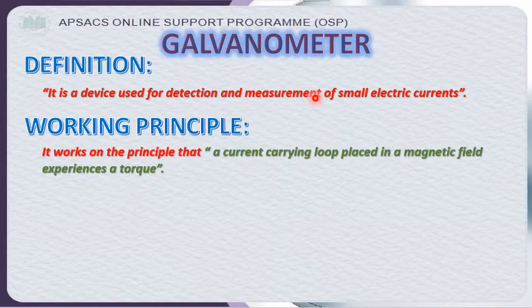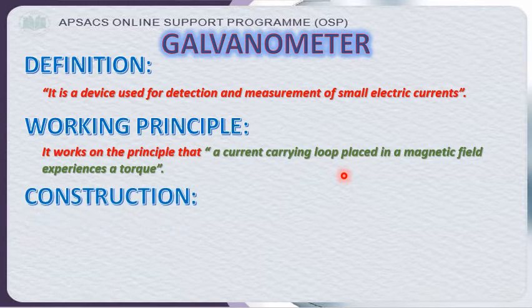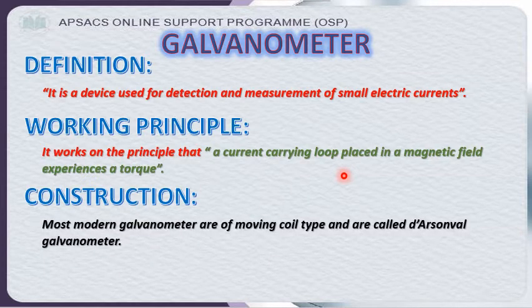Working principle: it works on the principle of electromagnetism, and electromagnetism means a current carrying coil or loop, and we know that whenever there is a current carrying coil, there is a magnetic field around that coil, and that experiences a torque. Construction: the most important type of galvanometer is known as moving coil type galvanometer, also known as Arsonval galvanometer.